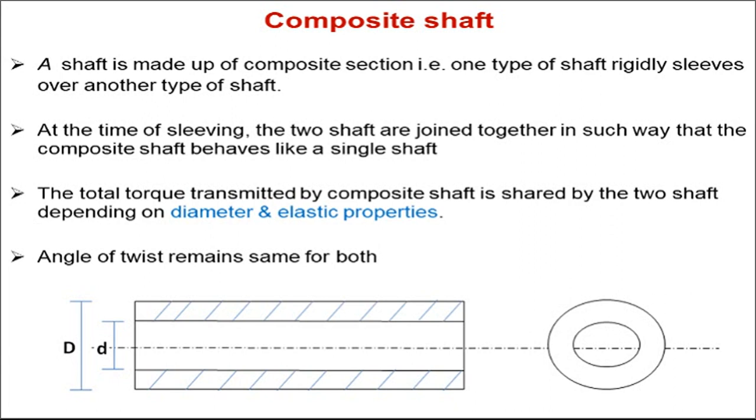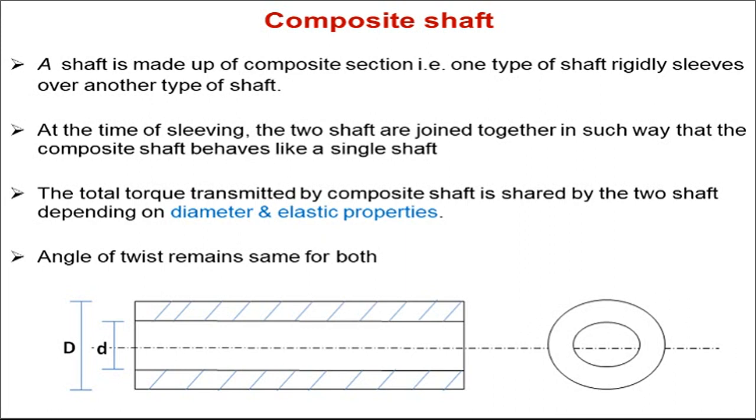In this case, whenever there are two composite sections, whatever the angle of twist or torsional deformation is, that angle of twist is the same for both of these shaft materials. So that is one of the criteria in this composite shaft: the angle of twist remains the same for both of these sections.